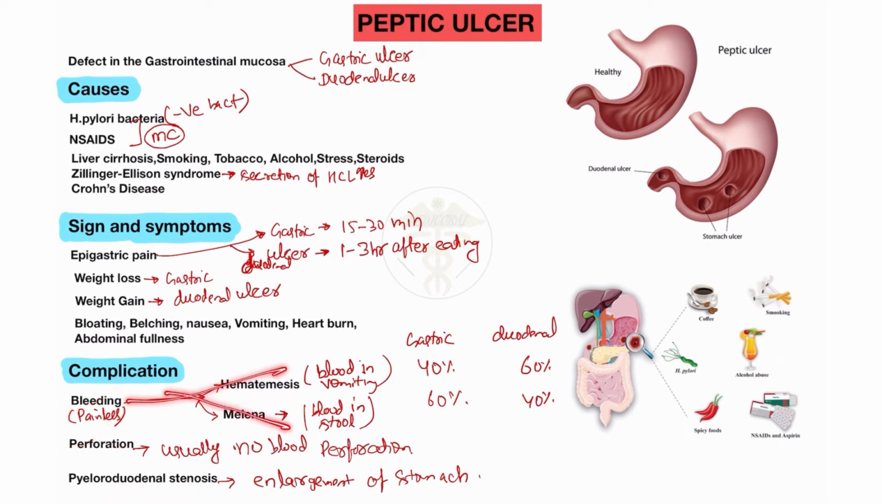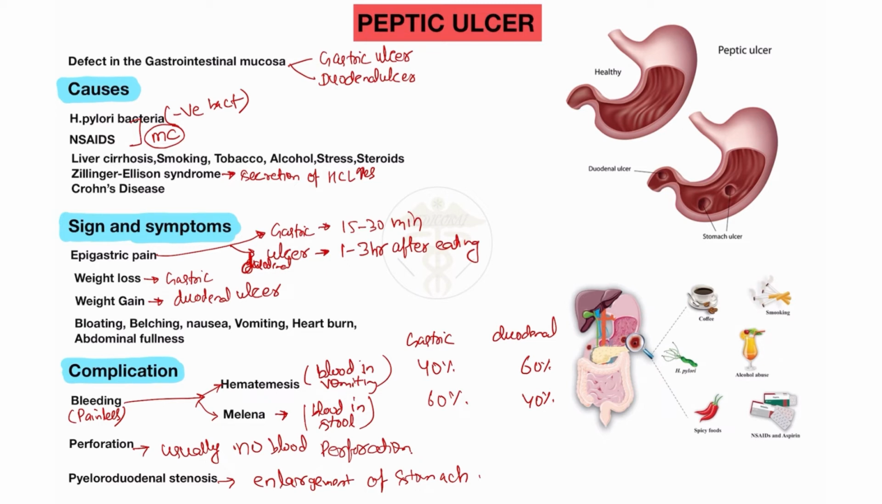Bleeding is of two types: hematemesis and melena. Hematemesis is blood in vomiting, and melena is blood in the stool. These are the percentage chances of hematemesis and melena in gastric and duodenal ulcers. Perforation usually has no blood loss, and you will see many symptoms in the perforative type: epigastric pain, obliteration of liver dullness, bacterial peritonitis, decreased blood pressure, high temperature, and shock in the patient.